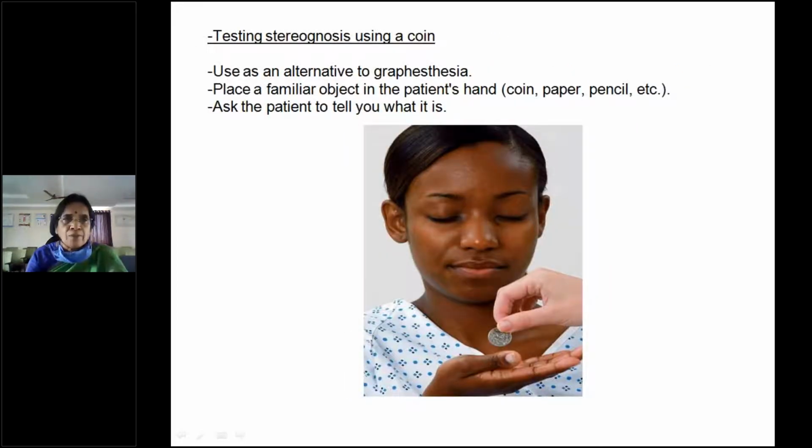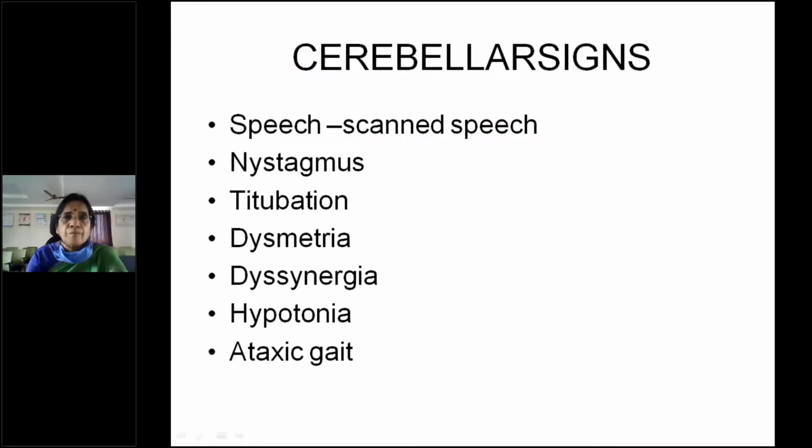So the coin test. This is stereognosis. You ask the patient to close the eyes and then place a coin or a pencil or pen in the hand, and you can work out whether the patient is able to appreciate it or not. And after that, the sensory system.